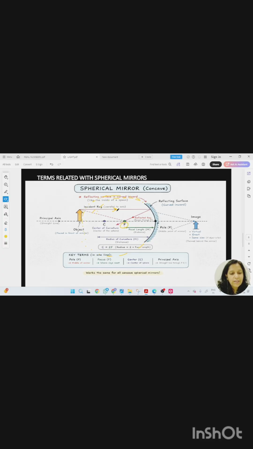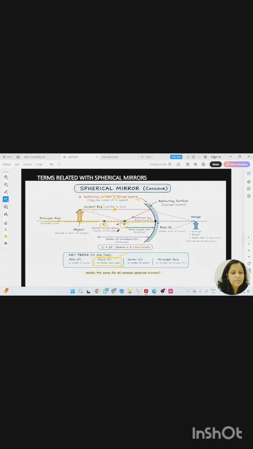So whenever any ray is incident on a concave mirror which is parallel to the principal axis, here you can see this entire line is known as a principal axis, it always passes through the focus. Now what is a focus? Where the reflected rays meet. After reflection, the point where the reflected rays meet, that point is known as focus.